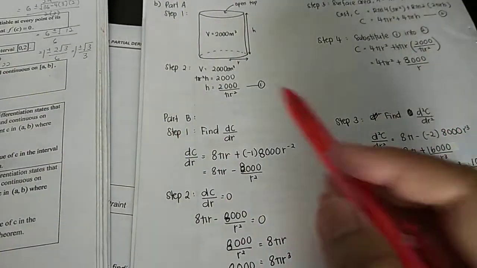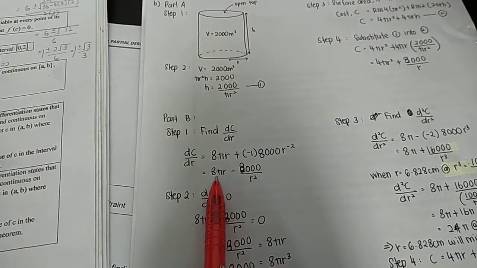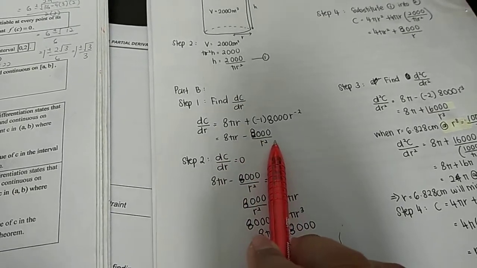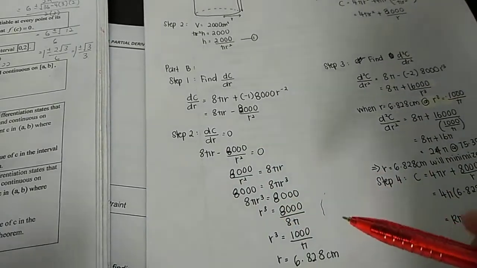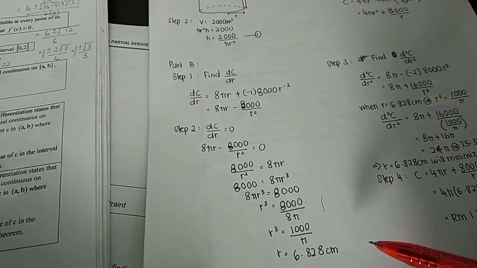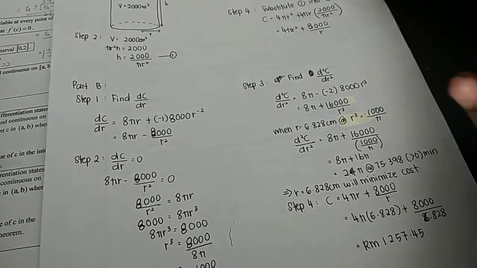So the same steps, first step we have C, differentiate with respect to r. So you will get 8 pi r minus 8000 over r square, and then equal to 0. Okay, the same thing. So you will get r equal to 6.828 cm. Don't forget the unit. Next, step 3, find the second derivative. The same thing as before.